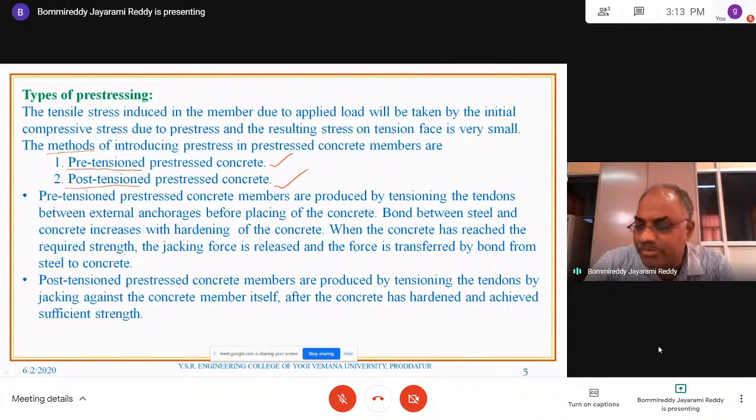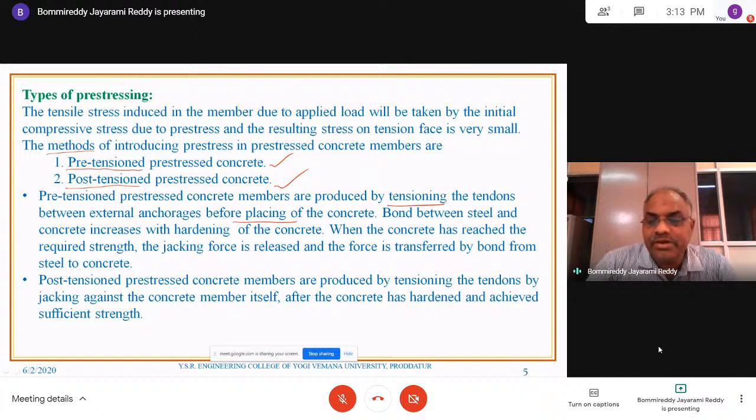Now what do you mean by pre-tensioned concrete? Pre-tensioned pre-stressed concrete members are produced by tensioning the tendons or cables between the external anchorages before placing of the concrete. So the first step is tensioning the cable and then placing of concrete.